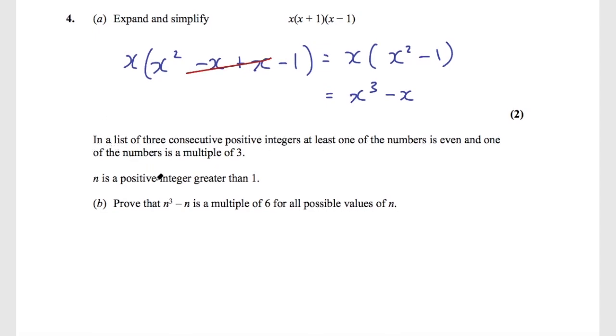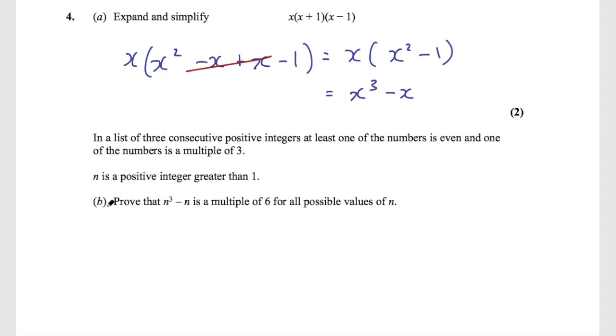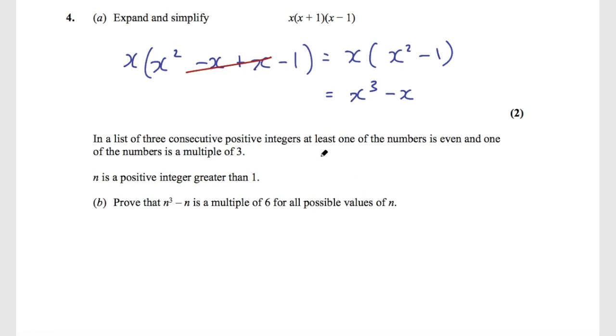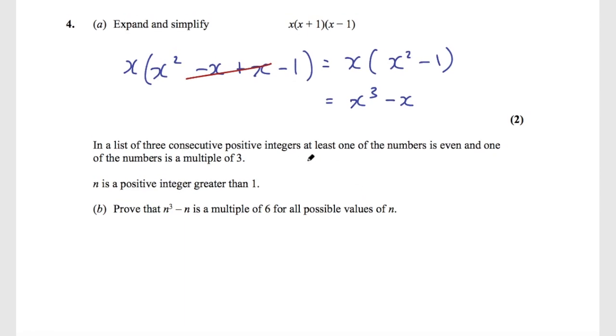Second part of this question says, in a list of 3 consecutive positive integers, at least one of the numbers is even, and one of the numbers is a multiple of 3. So they're giving us a bit of information about 3 consecutive numbers. And then it says n is a positive integer greater than 1. And part B says prove that n cubed minus n is a multiple of 6 for all possible values of n. Alright, so a bit of information to take in there.